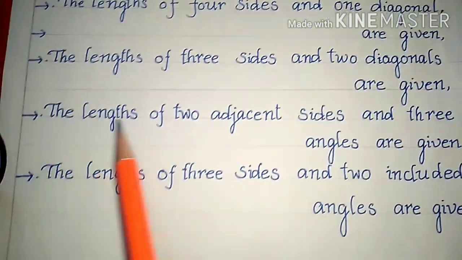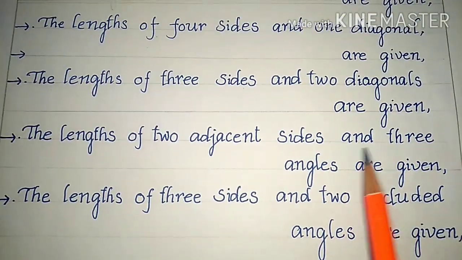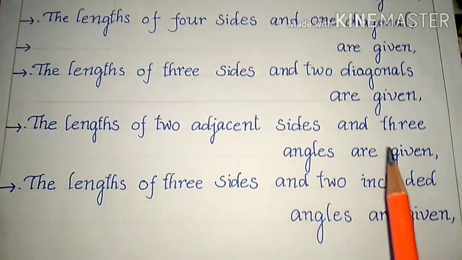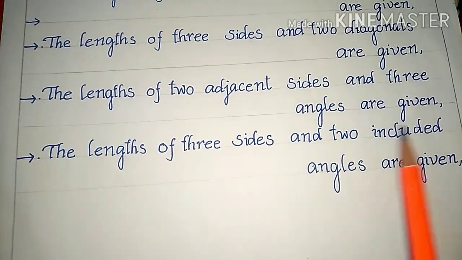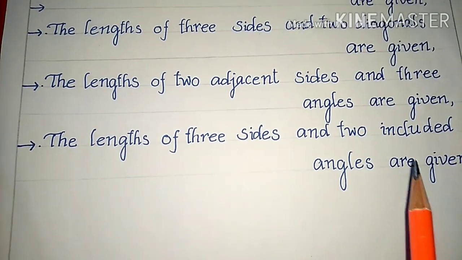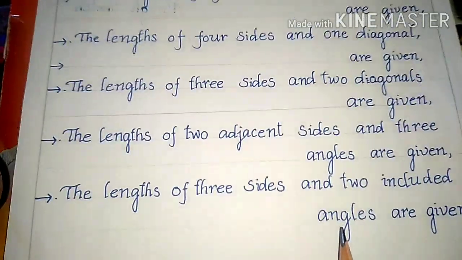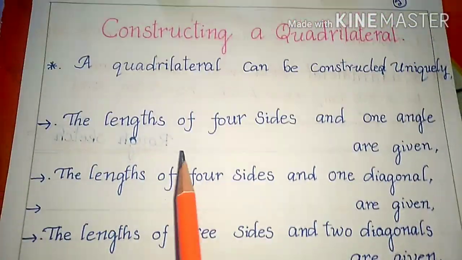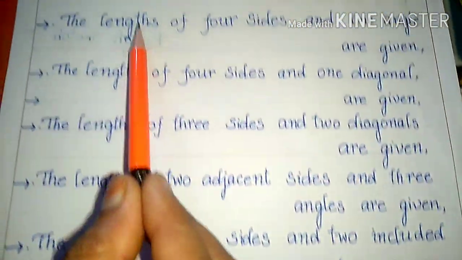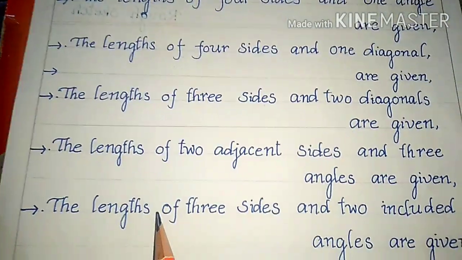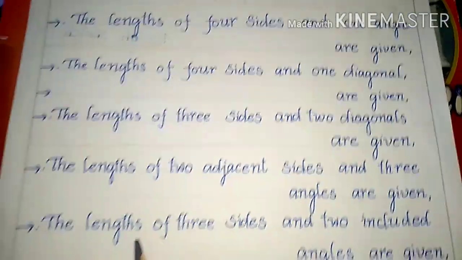Next, fourth model, the lengths of 2 adjacent sides and 3 angles are given. Next model, the lengths of 3 sides and 2 included angles are given. These models are given in the problems and you draw the diagrams. 1, 2, 3, 4, 5 models are there for constructing a quadrilateral. Okay, children.